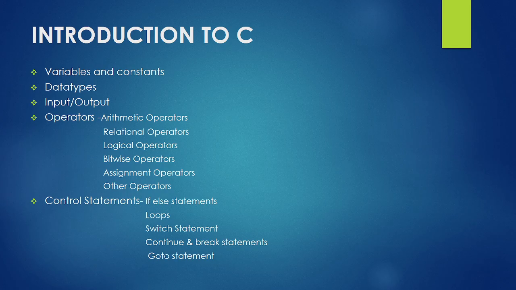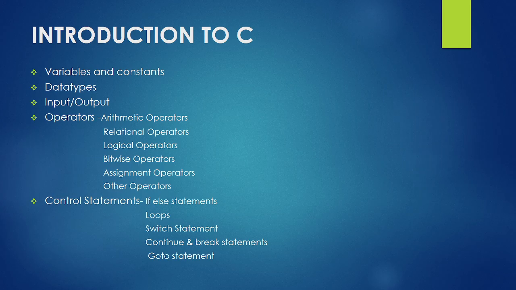So in C we have learned about variables and constants, how to declare variables, and what constants are. We have learned about different data types like float, integer, double, long, and how to take input from the user and display it as output. We have learned about different operators like arithmetic, relational, logical, bitwise, assignment, and other operators.